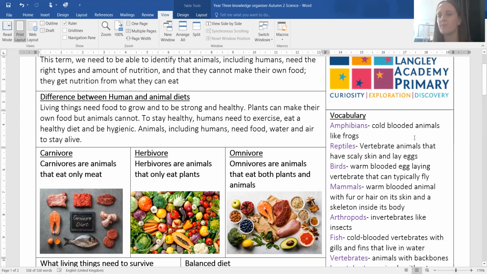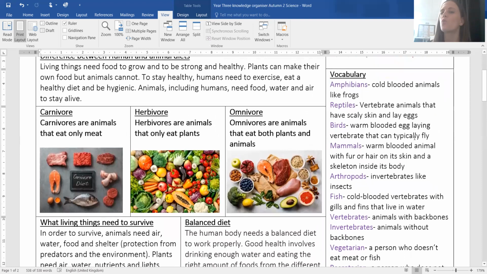So an amphibian, say that with me, amphibian. An amphibian is a cold-blooded animal like a frog. Reptiles. Reptiles are vertebrate animals that have scaly skin and lay eggs. Birds are warm-blooded, egg-laying vertebrates that can typically fly.